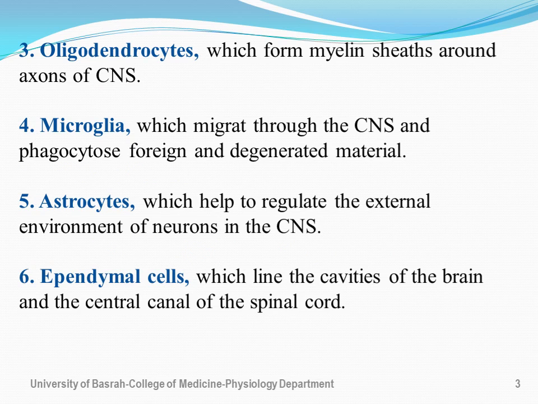In the central nervous system, we have oligodendrocytes, which form the myelin sheaths around the axons of the central nervous system. We also have the microglia, which are phagocytic cells present in the central nervous system and responsible for phagocytizing the foreign bodies, the debris, and unwanted materials. We have the astrocytes, which help to regulate the external environment of the neurons in the central nervous system. We have ependymal cells, which line the cavities of the brain and the central canal of the spinal cord.